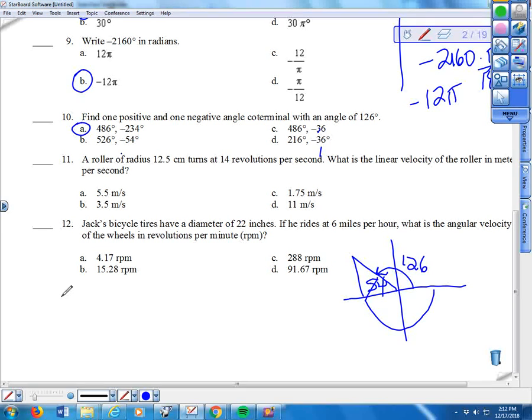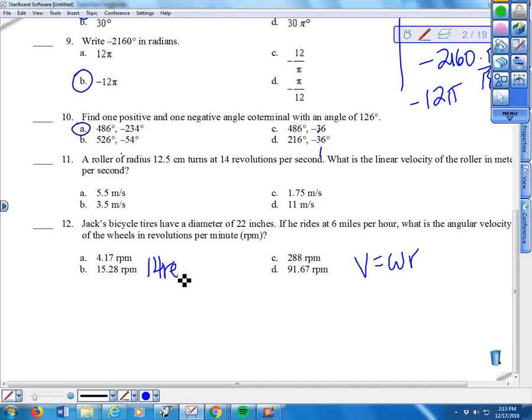Okay. A roller of radius 12.5 centimeters turns 14 revolutions per second. What's the linear velocity? I've got to remember my formula. Is that the right one? This is one of my resource ones. Angular velocity times radius? Yes. Okay, so my angular velocity, 14 revolutions per second, times... this is in meters per second, so my meters is good.